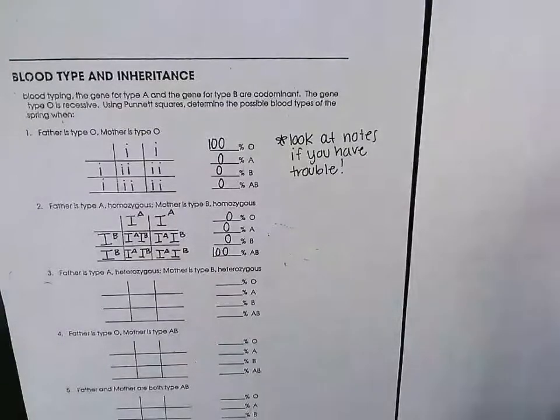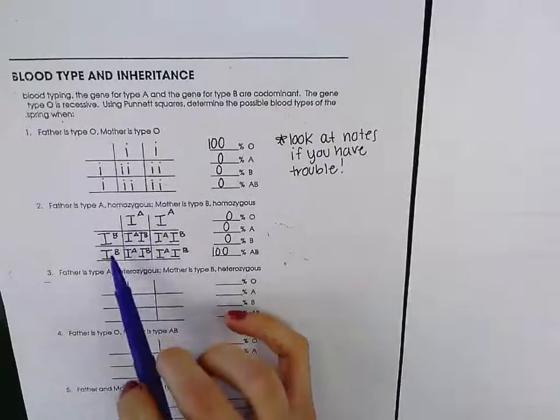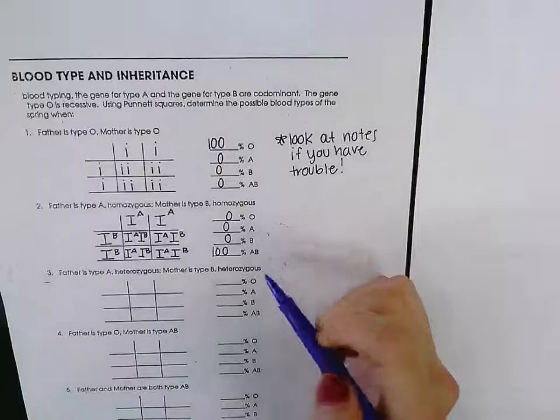Alright guys, so this video is on blood typing. A little reminder about blood typing: you're still going to separate it. These are the genotypes. The phenotypes are either O, A, B, or AB.